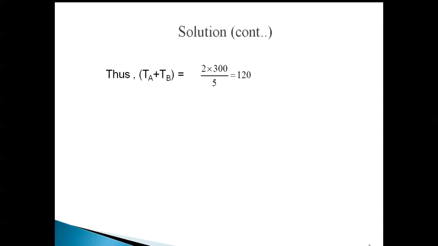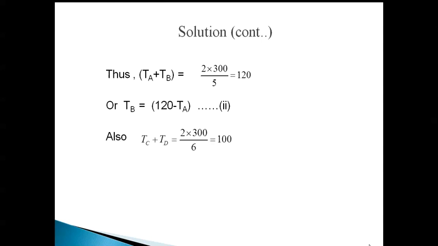So thus Ta plus Tb equal to 2 into 300 by 5, that is 120. Tb is equal to 120 minus Ta. The same way Tc plus Td equal to 2 into 300 by 6, that is 100. So then TD equal to 100 minus TC, that is equal to 100 minus TA, because TA equal to TC.